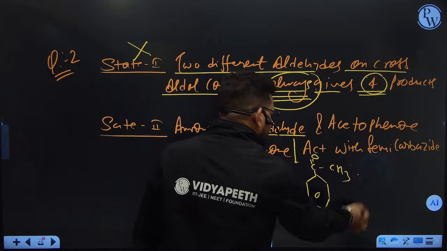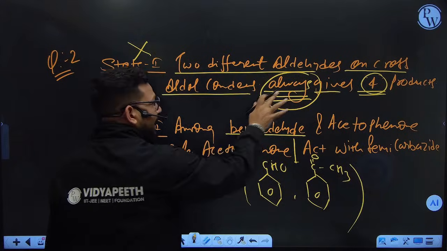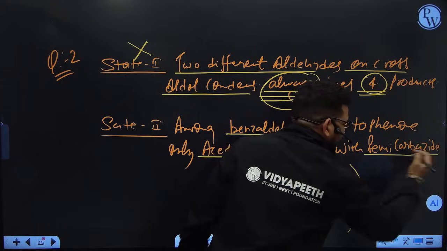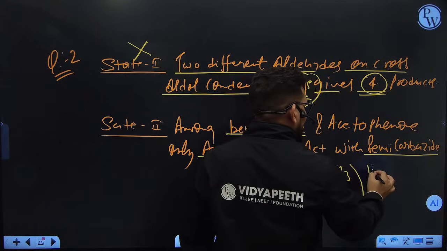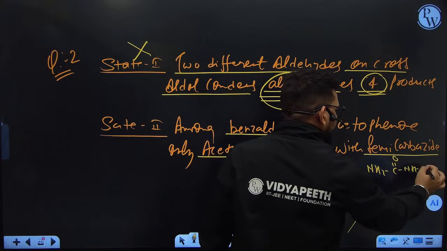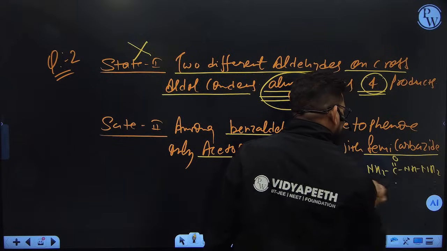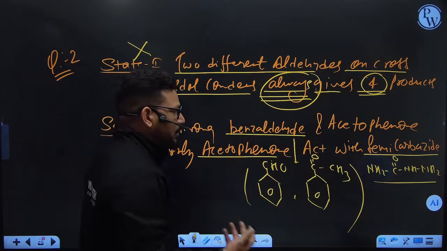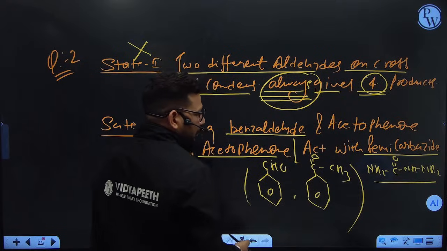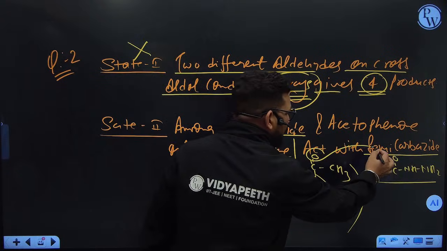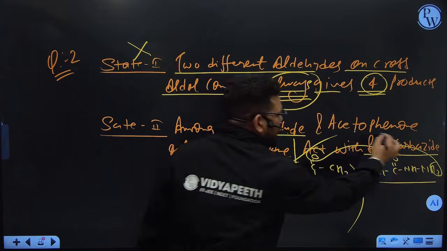So the question is, benzaldehyde and acetophenone, only acetophenone can react with semicarbazide. See, the basic thing is semicarbazide looks like this, NH2CO, NH, NH2. But I think we know what kind of mechanism is going on here. Both kinds of compounds can react, because their oxygen combines with hydrogen to form a water molecule.